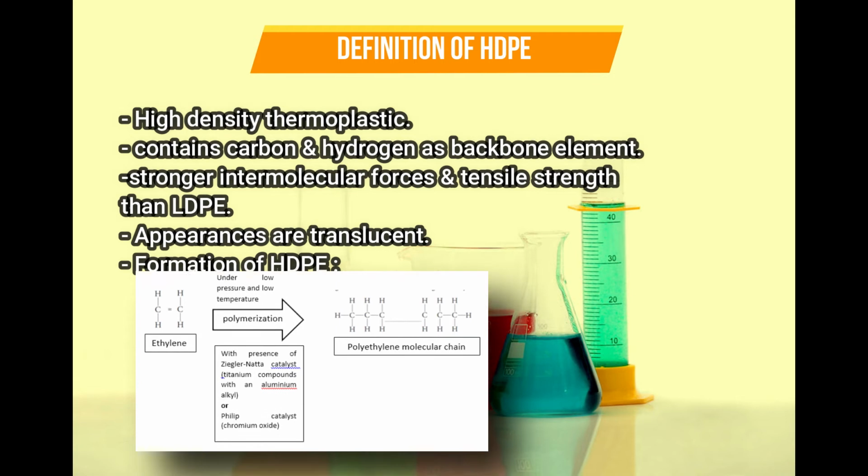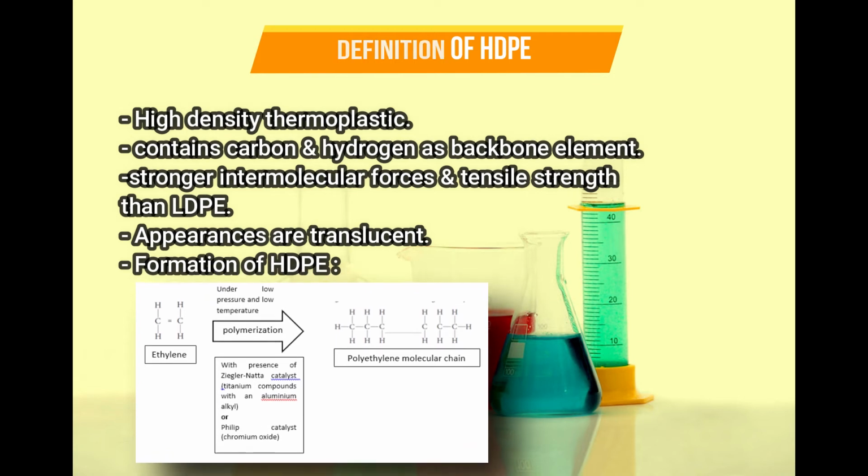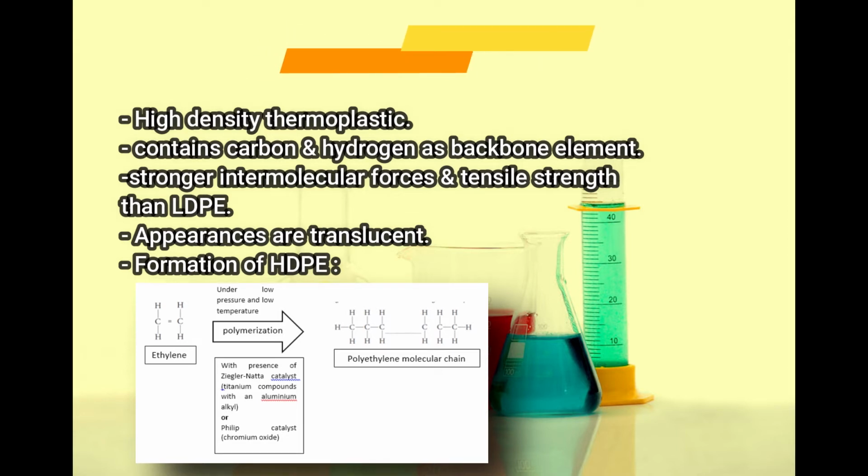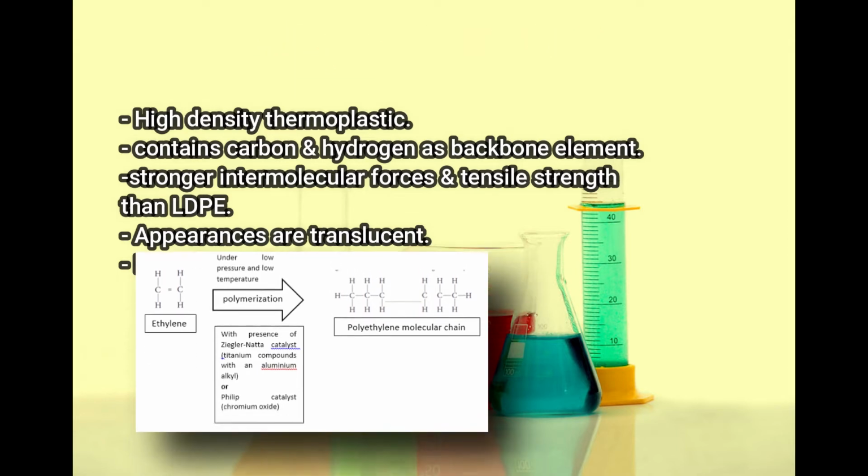High-density polyethylene forms when ethylene polymerizes under low pressure and low temperature in the presence of a Ziegler-Natta catalyst or Phillips catalyst, forming a polyethylene molecular chain.